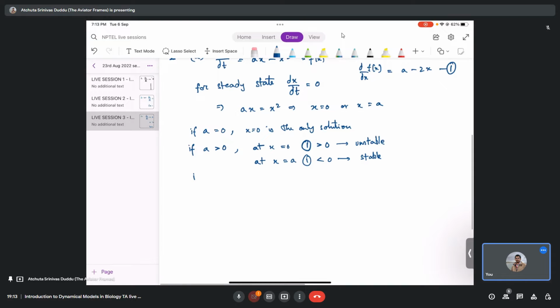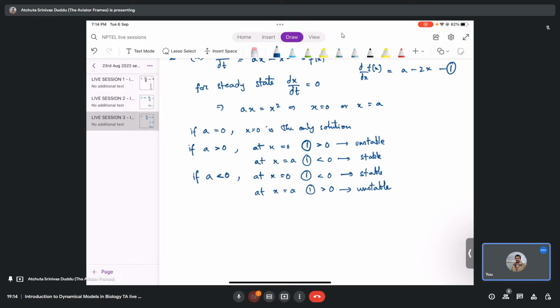Now if a is less than 0, at x equal to 0, what would 1 be? At x equal to 0, it would be negative. At x equal to a, since a is negative, minus 2a becomes minus 2 into minus a, so plus magnitude of 2a, so that would be greater than 0. Essentially the stabilities of the same steady states are switching, right?